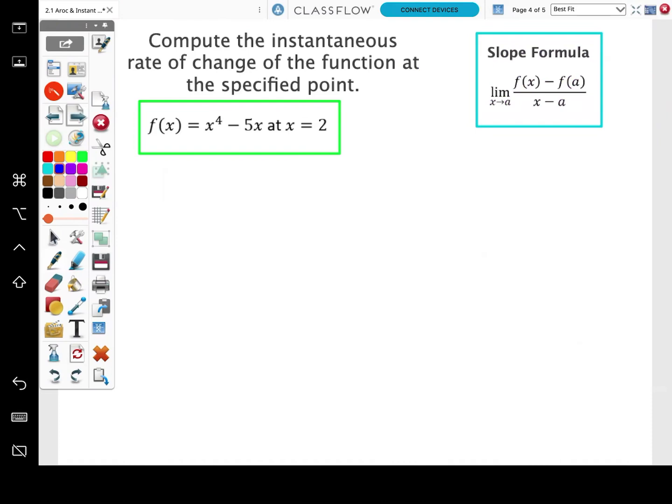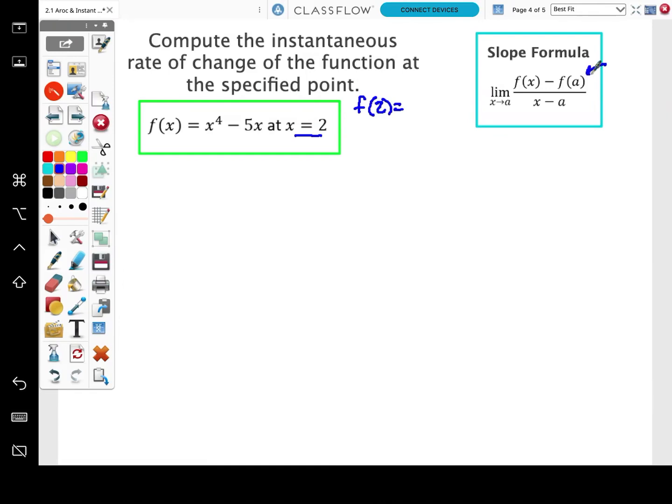Okay, we're going to take the same problem, the f of x equals x to the fourth minus 5x, and find instantaneous rate of change at the point x equals 2 using both formulas, just so you can see how they are slightly different. So the first one we're going to do is using the slope formula. So slope formula, I think, works best when we actually have this x value. That is where we type in f of a. So that tells us a is 2.